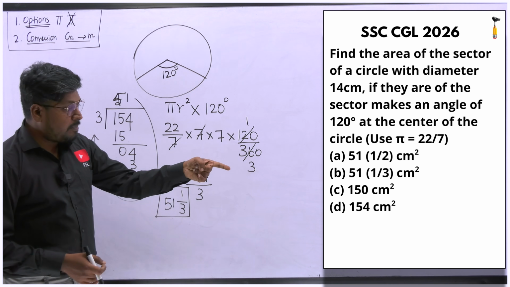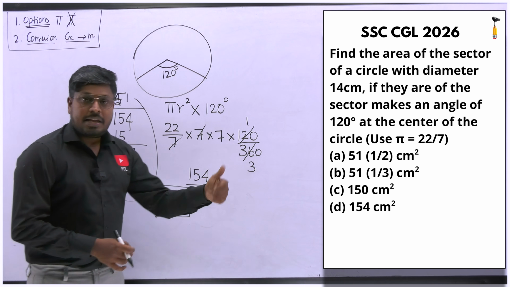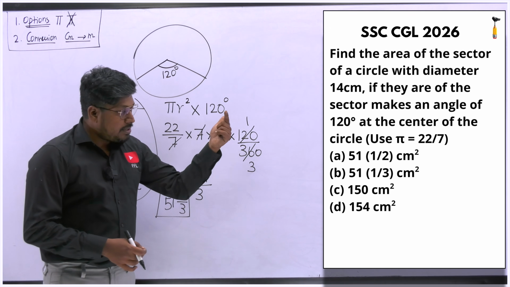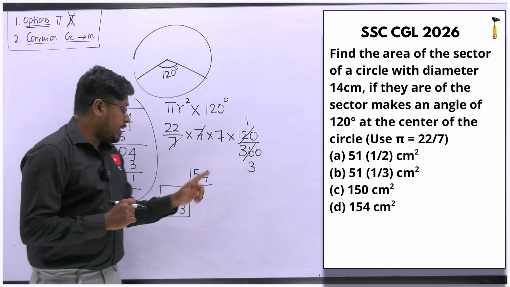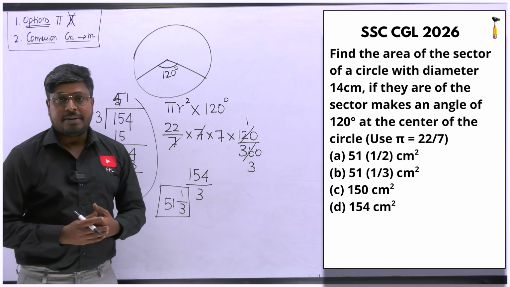Look at the options. The values are in centimeter. Given values are in centimeter. Options are also in centimeter. So we can say that the answer for this question is 51 1 by 3 centimeter square.